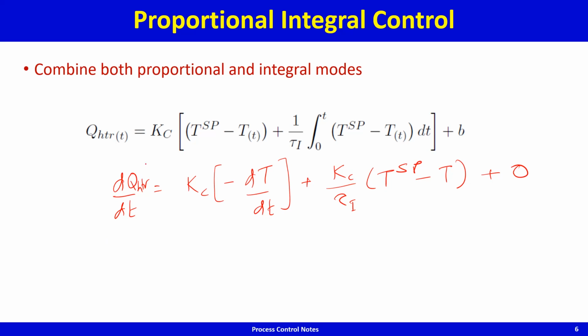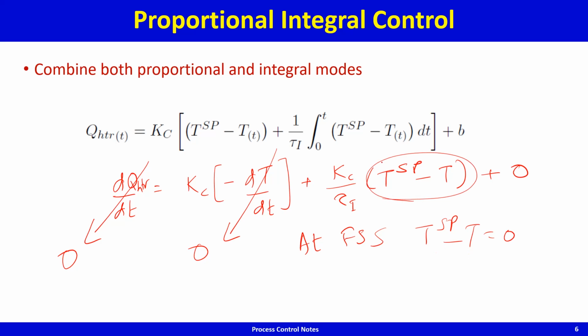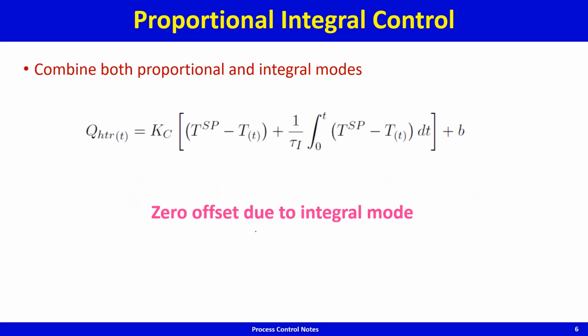At the final steady state, this guy would go to 0, this guy must be 0 by definition of final steady state, and therefore at final steady state, because the control law must hold, what that means is T set point minus T must be equal to 0, and this T set point minus T term has come about because of integral action. So again what we recover is that integral action removes offset. So 0 offset due to integral mode in a PI controller.